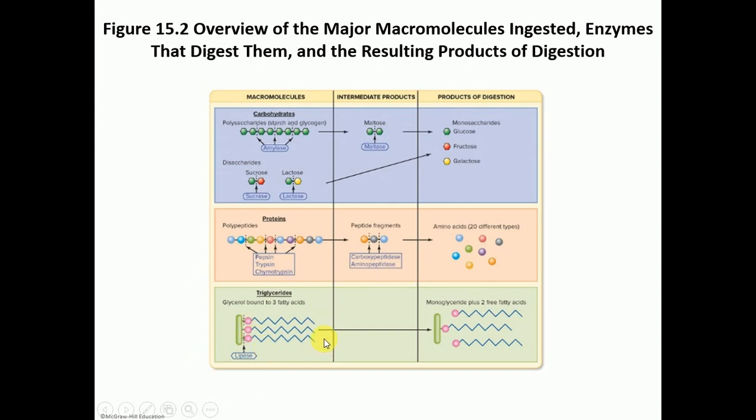And then fat, or triglycerides: we have a glycerol molecule and three fatty acid chains all combined together to make a triglyceride, which again is too big, and we are going to digest it by a lipase enzyme into one monoglyceride and two free fatty acid chains.